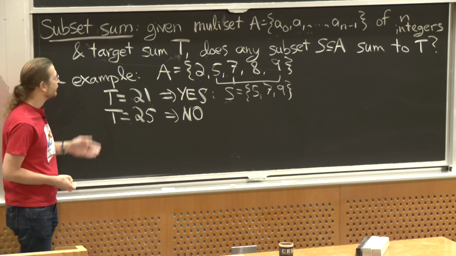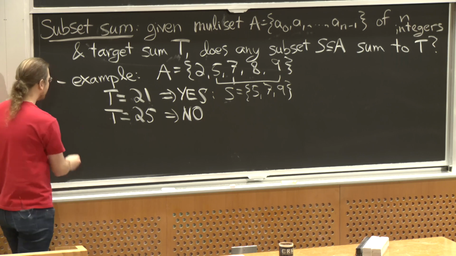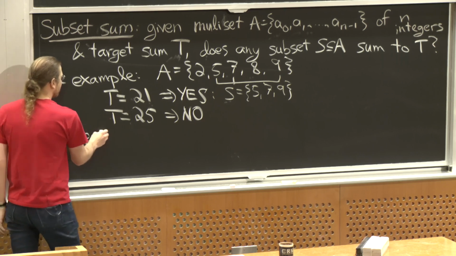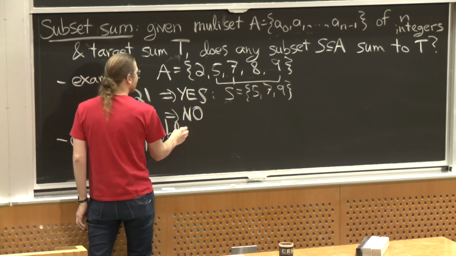But these are some examples of the question you might ask and the answer that we're looking for. This is what we call a decision problem. In its original form, we're just interested in a yes or no answer.